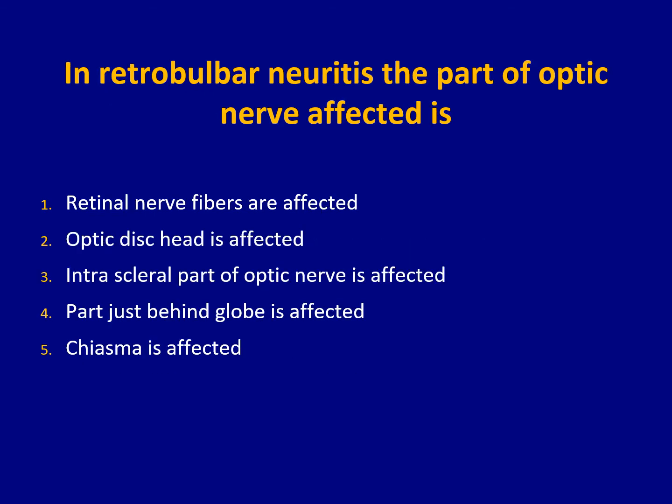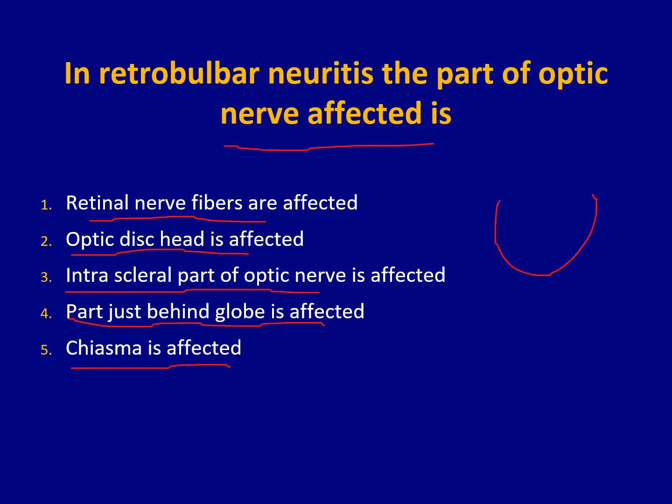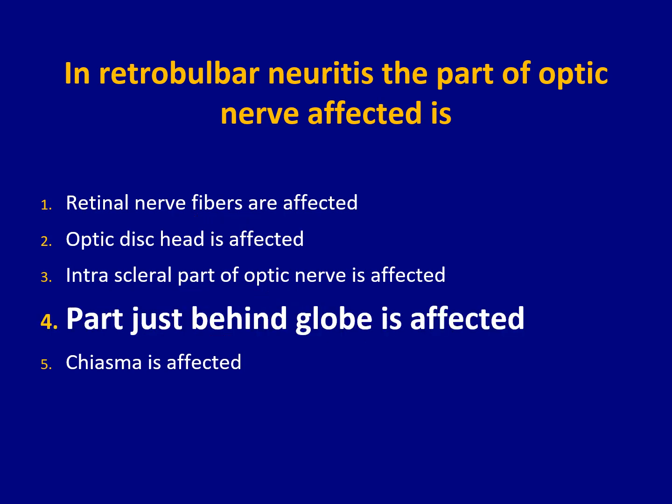In retrobulbar neuritis, the part of the optic nerve affected is retinal nerve fibers, optic disc head, intrascleral part of the optic nerve, part just behind the globe, or chiasma. Remember, the optic nerve starts as fibers in the retina, then there is the intrascleral part, and then the part just behind the sclera is called retrobulbar. So my answer would be part just behind the globe, because that is called retrobulbar. Let's see. Part just behind the globe is affected is the right answer.